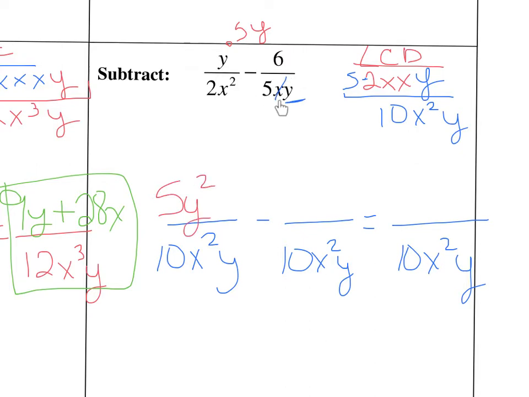To get from 5xy to 10x squared y, well, 5 times 2, so I'm going to need to multiply times 2. x to x squared is multiplying times another x. But it looks like the y's match. So the 6 needs to be multiplied times 2x, and that will give me 12x. So now I can just subtract these two numerators. So I'll have 5y squared minus 12x.